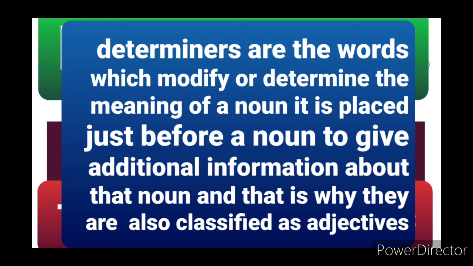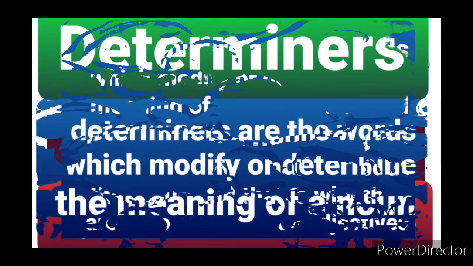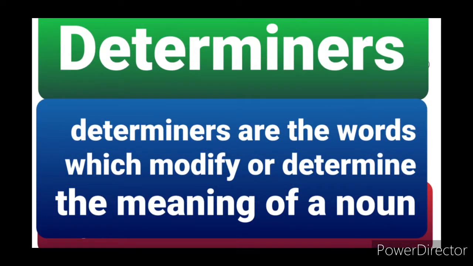Let us understand how it determines the meaning of a noun. So, it determines or modifies the meaning of a noun in terms of the following things. First, making the meaning of the noun general. Second, making the meaning of a noun specific. Third, indicating the direction and number of a noun. Fourth, showing the possession of a person or thing. Last, showing the number of a noun.